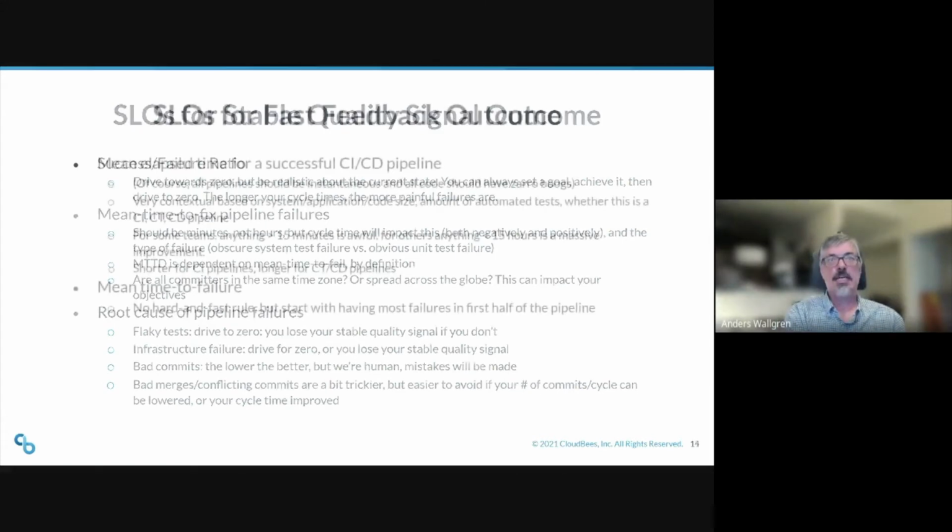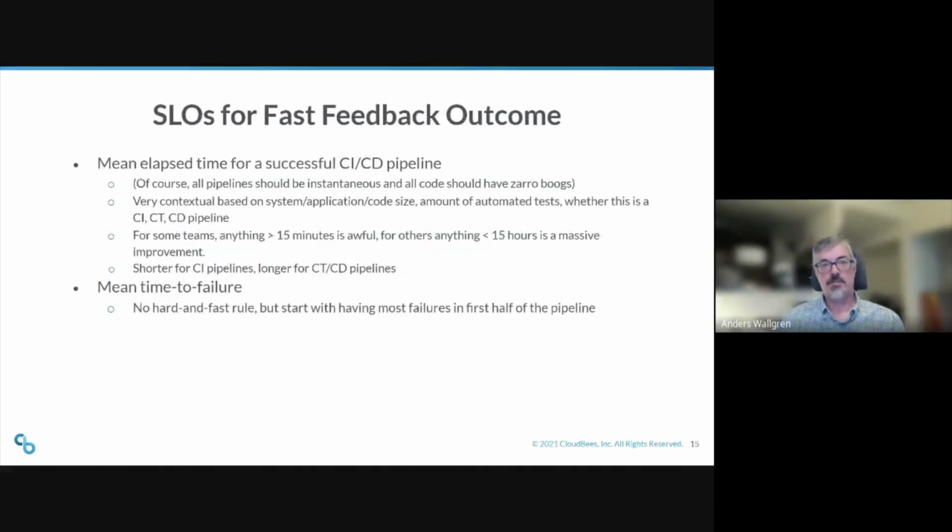Those sorts of things. Moving on to service level objectives around fast feedback, fast failure outcome. Mean elapsed time for a successful CI/CD pipeline is the obvious one there, right? And obviously we want all of our pipelines to be instantaneous, and all code should have zero bugs, as Bugzilla famously referred to. So the objectives that you want here are going to be very, very contextual, right? They're going to be based on the size of the application or system, the amount of code we're looking at, the amount of tests that you run.